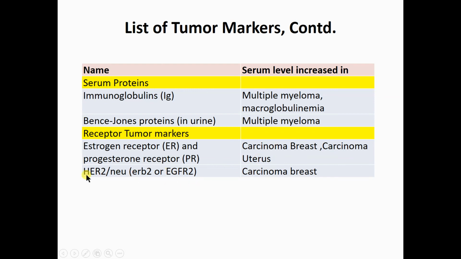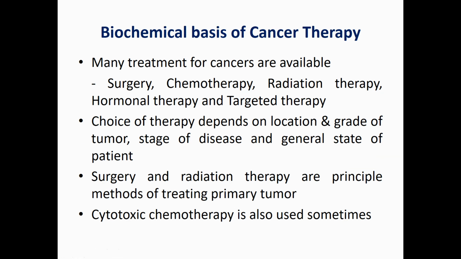Also the HER2 or ERBB2 or EGFR2 type of receptor in carcinoma of breast. So these are all about the tumor markers. This is also a most important short note in the cancer chapter, that is tumor markers.